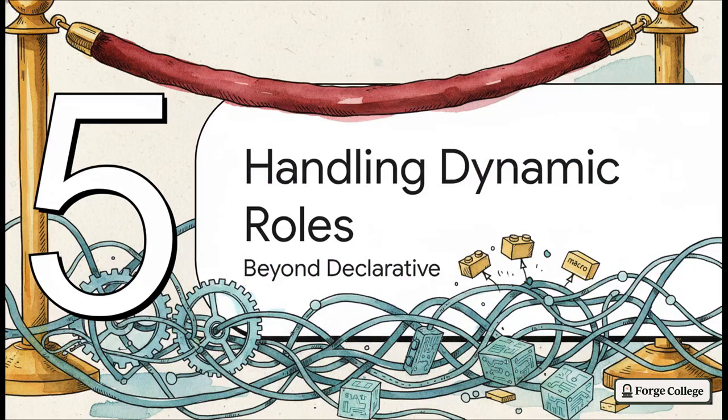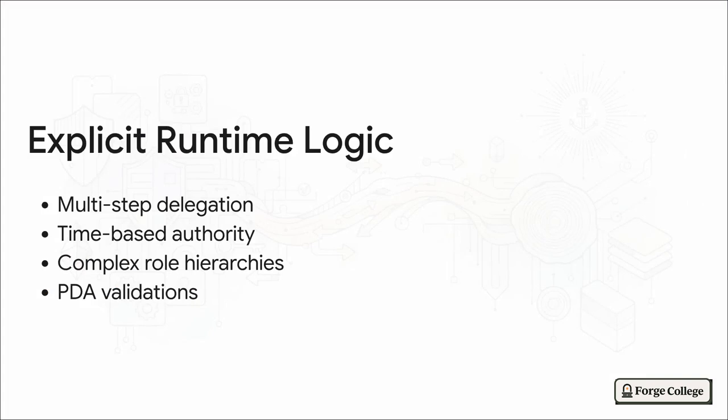Section 5. Handling dynamic roles. But what happens when the velvet rope just isn't enough to capture your complex access logic? Because, let's face it, simple declarative macros can't magically solve everything. For dynamic roles or time-based permissions, you're going to have to bypass the declarative macros and write explicit conditional checks right inside your instruction body. If you're building multi-step delegation, time-based authority, complex role hierarchies, or validating specific program-derived addresses, yeah, the has_one macro won't save you there. You'll need to read the mutable on-chain state, compare keys explicitly, and return an Anchor error code if the caller isn't authorized. It's actually very similar to how you'd write a custom require statement in Solidity.